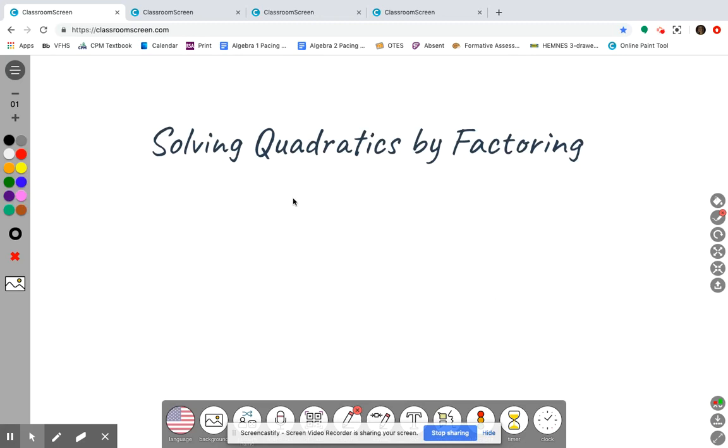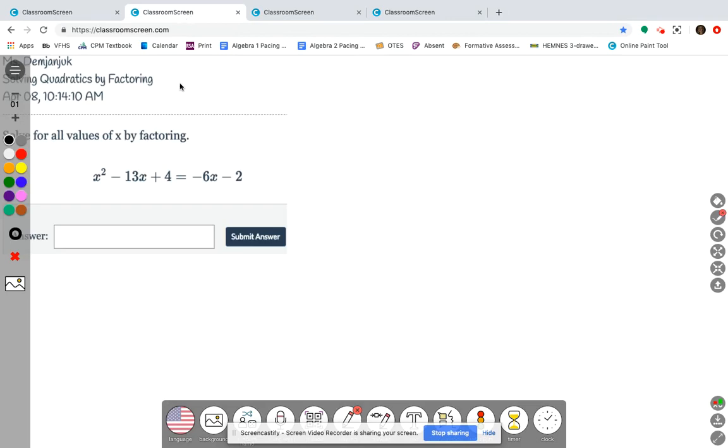For this lesson, we're going to be solving quadratics by factoring. So let's take a look at this first example. We need to solve for all values of x by factoring. So I'm going to write down what I started with. x squared minus 13x plus 4 equals negative 6x minus 2.